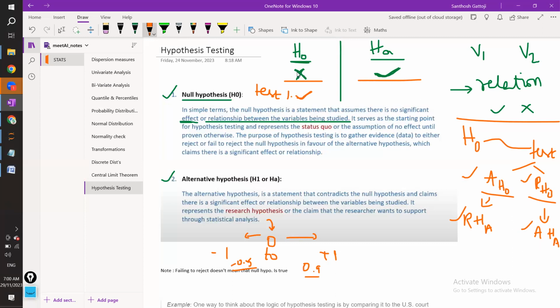So how am I getting this? I am able to reject the null hypothesis, so I am accepting the alternate hypothesis.